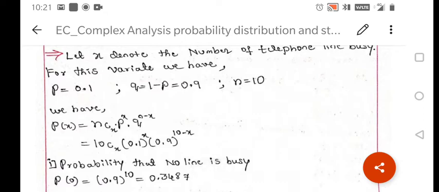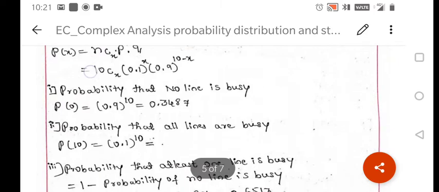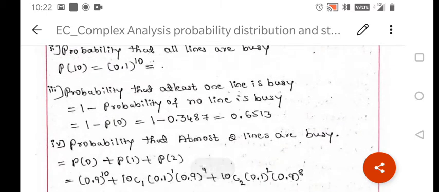We have P of x is equal to nCx p raised to x q raised to n minus x, that is 10Cx 0.1 raised to x 0.9 raised to 10 minus x. Now the first one, probability that no line is busy, that means P of 0, which is 0.9 raised to 10, which is 0.3487. Then second, probability that all lines are busy, that will be 0.1 raised to 10. Next, probability that at least one line is busy, that means 1 minus probability that no line is busy, that means 1 minus probability of 0, it is 0.6513.